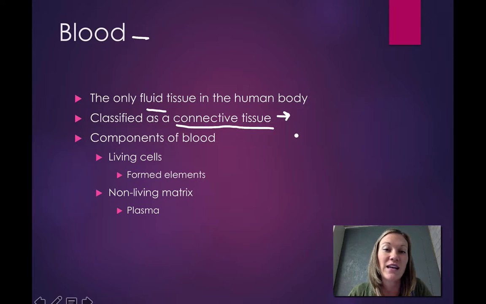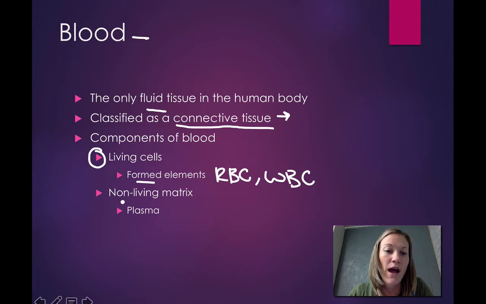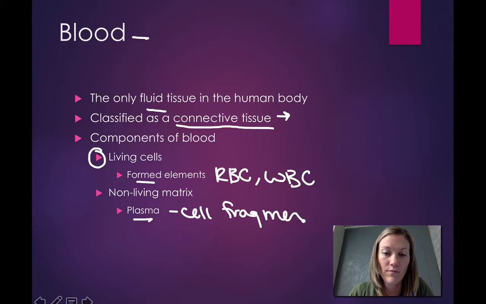Because it's classified as a connective tissue, we know that it contains both living elements and also non-living elements. The living elements are going to be the formed elements. Those include red blood cells, white blood cells, as well as some other cells. And then the non-living matrix is going to be made up of plasma. Cell fragments are also part of this. So that really wraps up the components of blood.